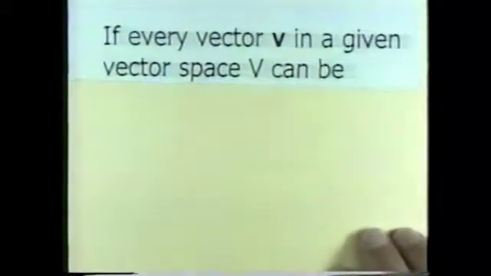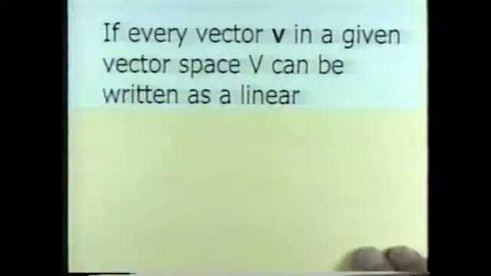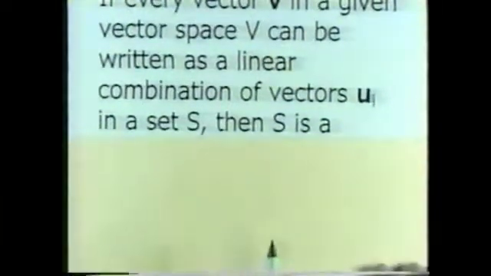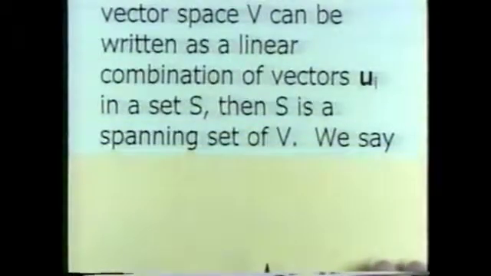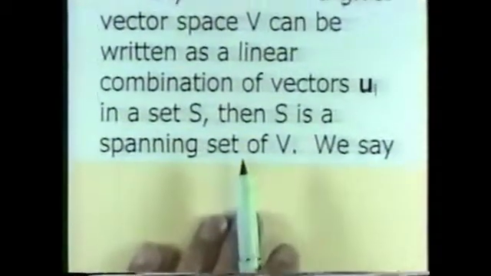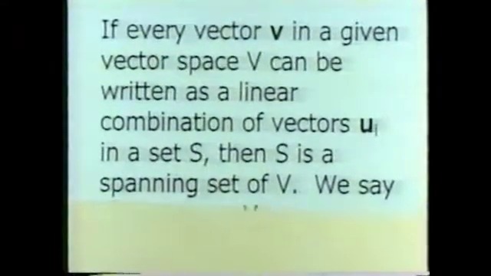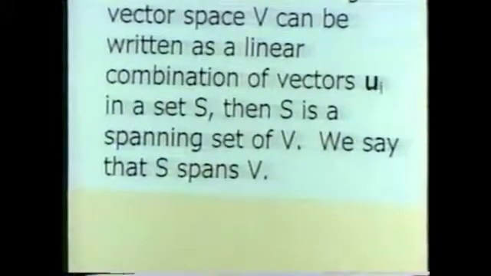If every vector v in a given vector space capital V can be written as a linear combination of vectors u sub i in a set S, then S is a spanning set of V. So, if every vector in a vector space capital V can be written as a combination of other vectors that are contained in set S, then S is a spanning set of V. In this case, we say that S spans V.